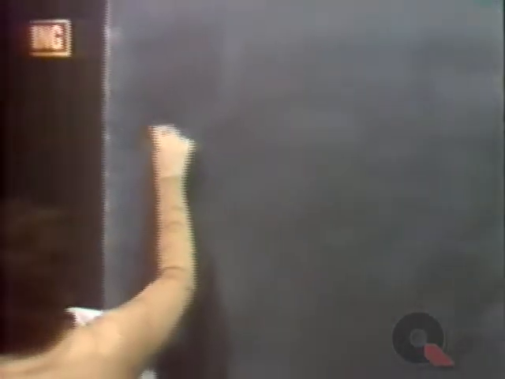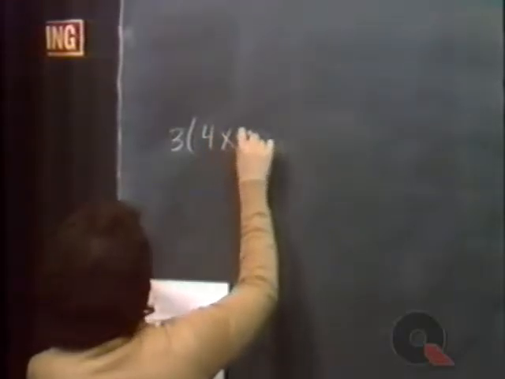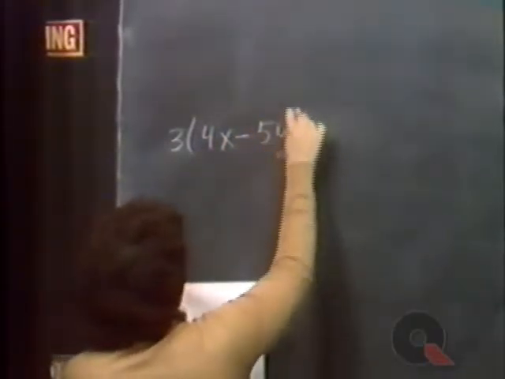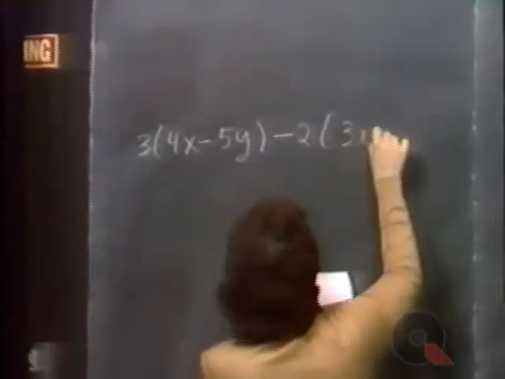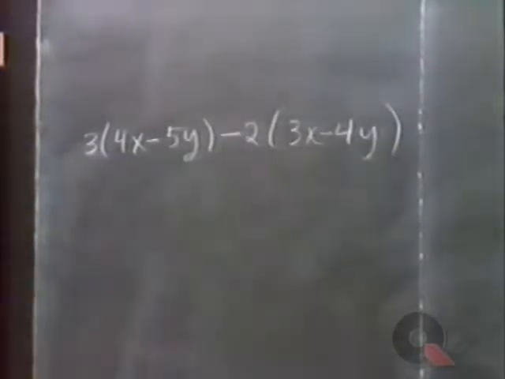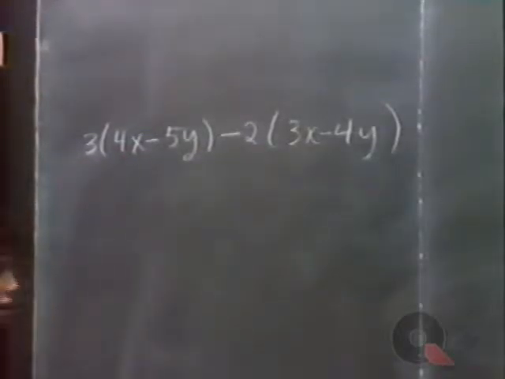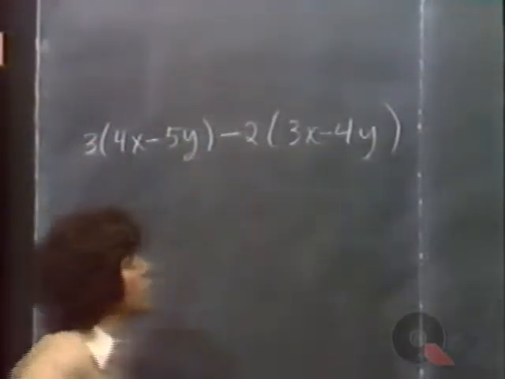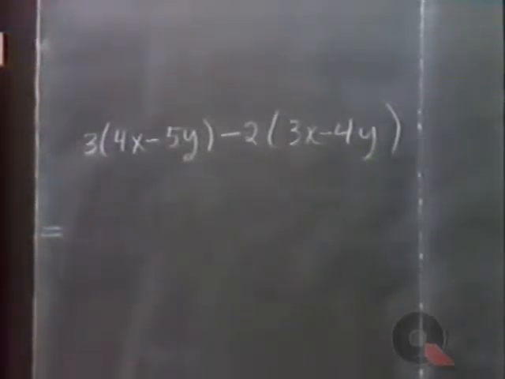Let's try a slightly more complicated example. 3 times 4x minus 5y, take away 2 times 3x minus 4y. Before we can add like terms to simplify, we first have to use the distributive law. The 3 is going to have to be distributed through the parentheses, and also the minus 2. So first we're going to multiply this out, and then we'll look for like terms.